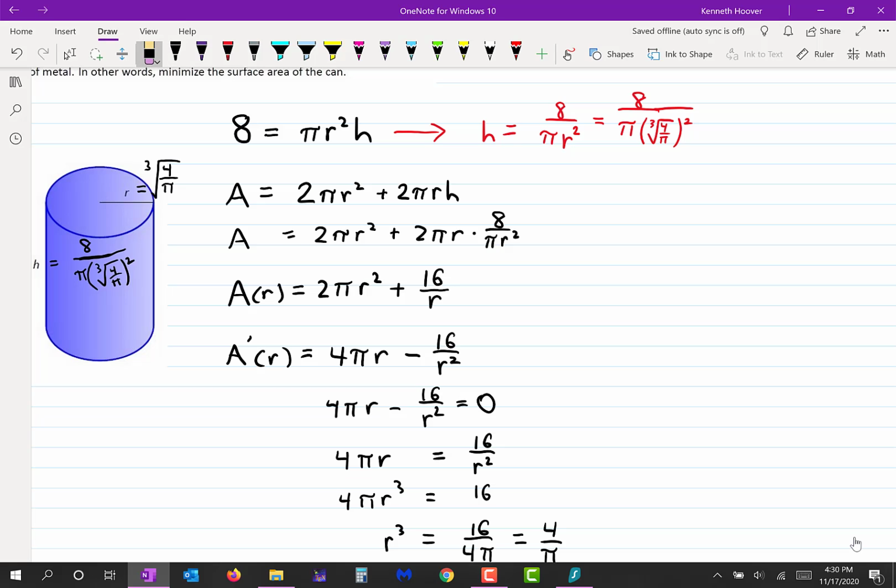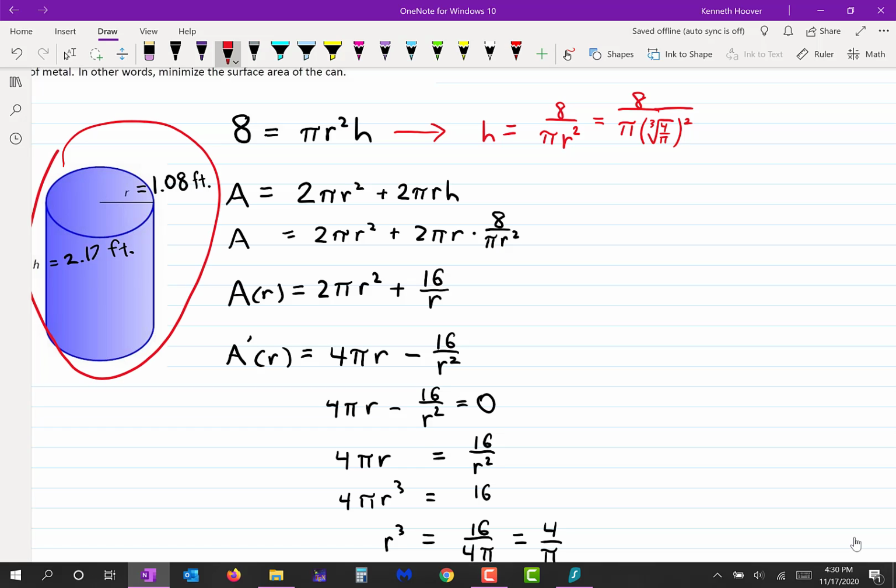And just for the sake of having an idea of how big those numbers actually are, the radius there, if you plug that into a calculator, that's about 1.08 feet. And the height comes out to be about 2.17 feet. Okay, so that's what the cylinder should look like.